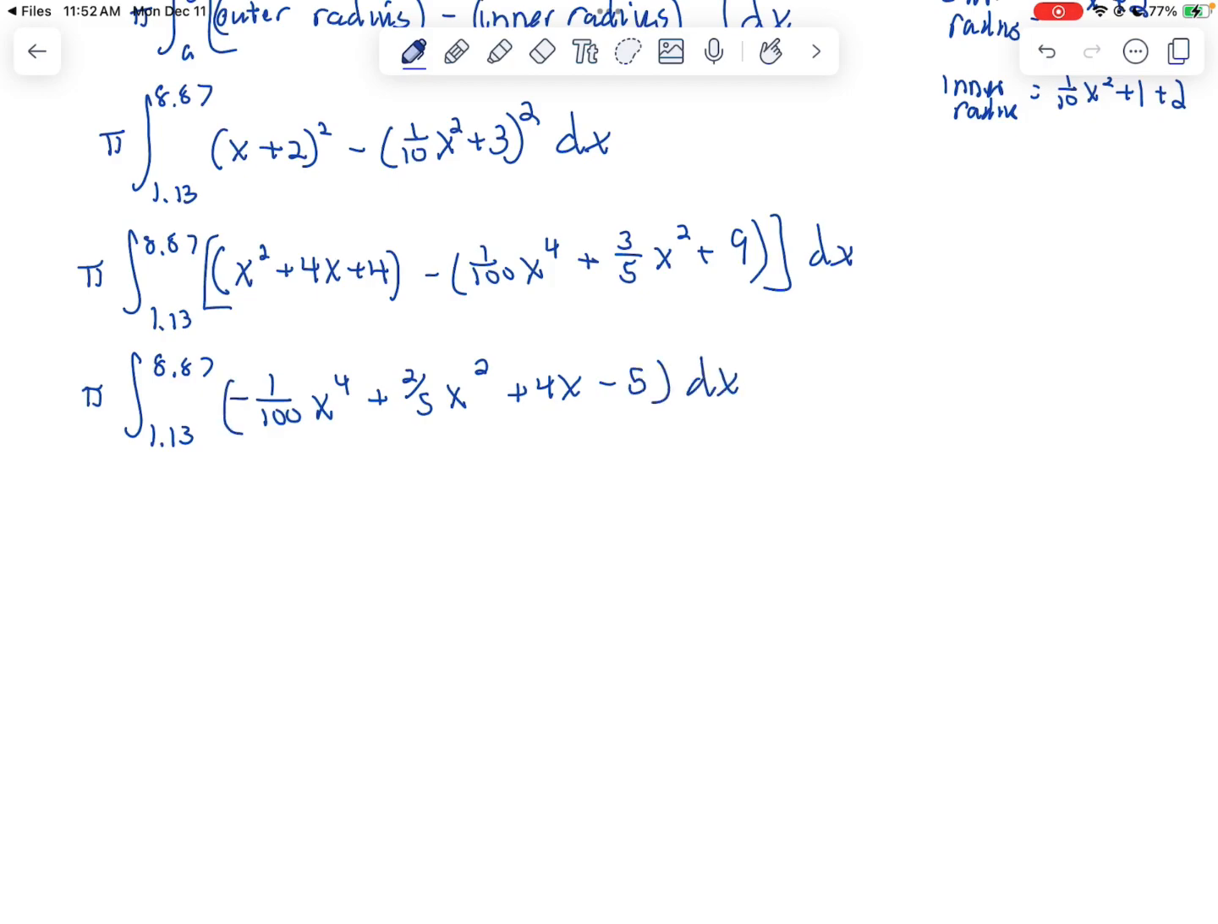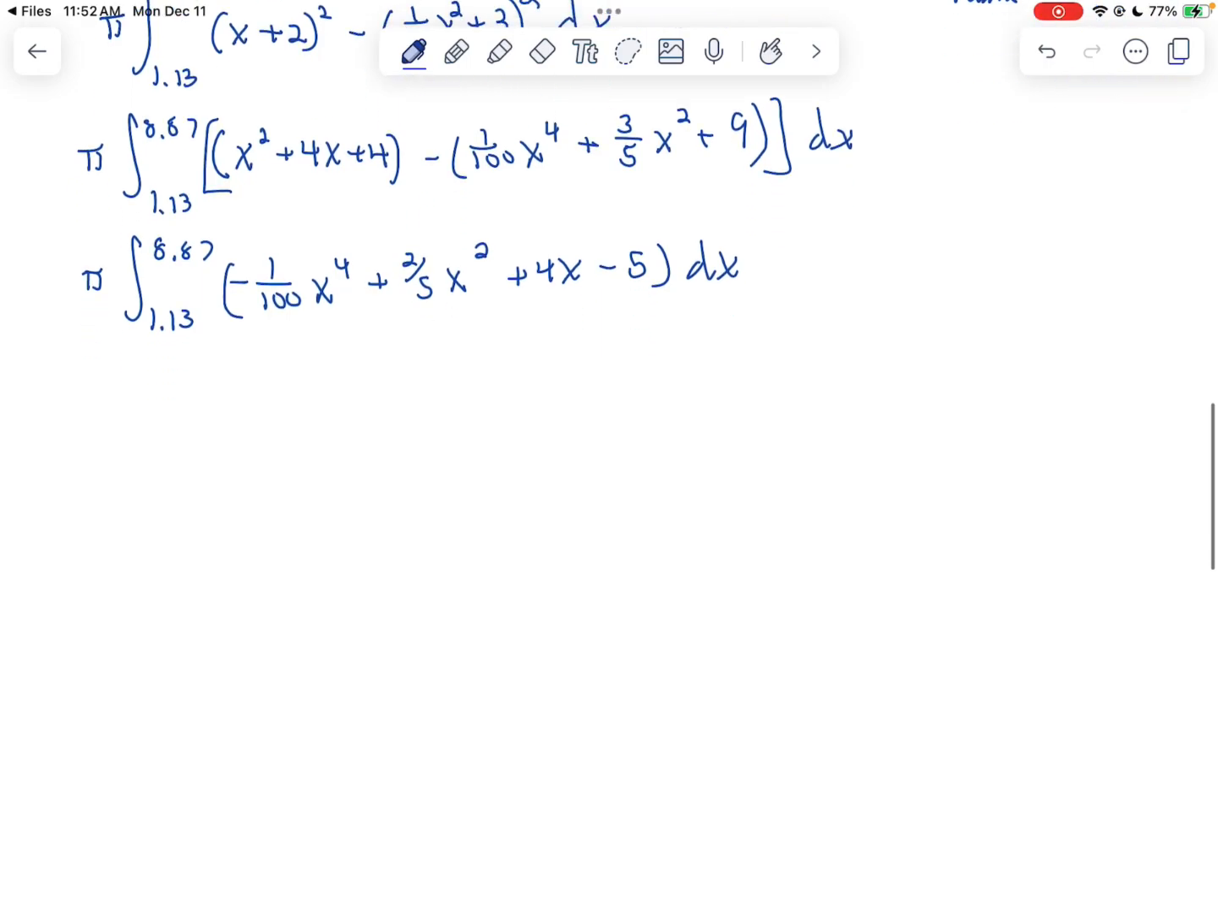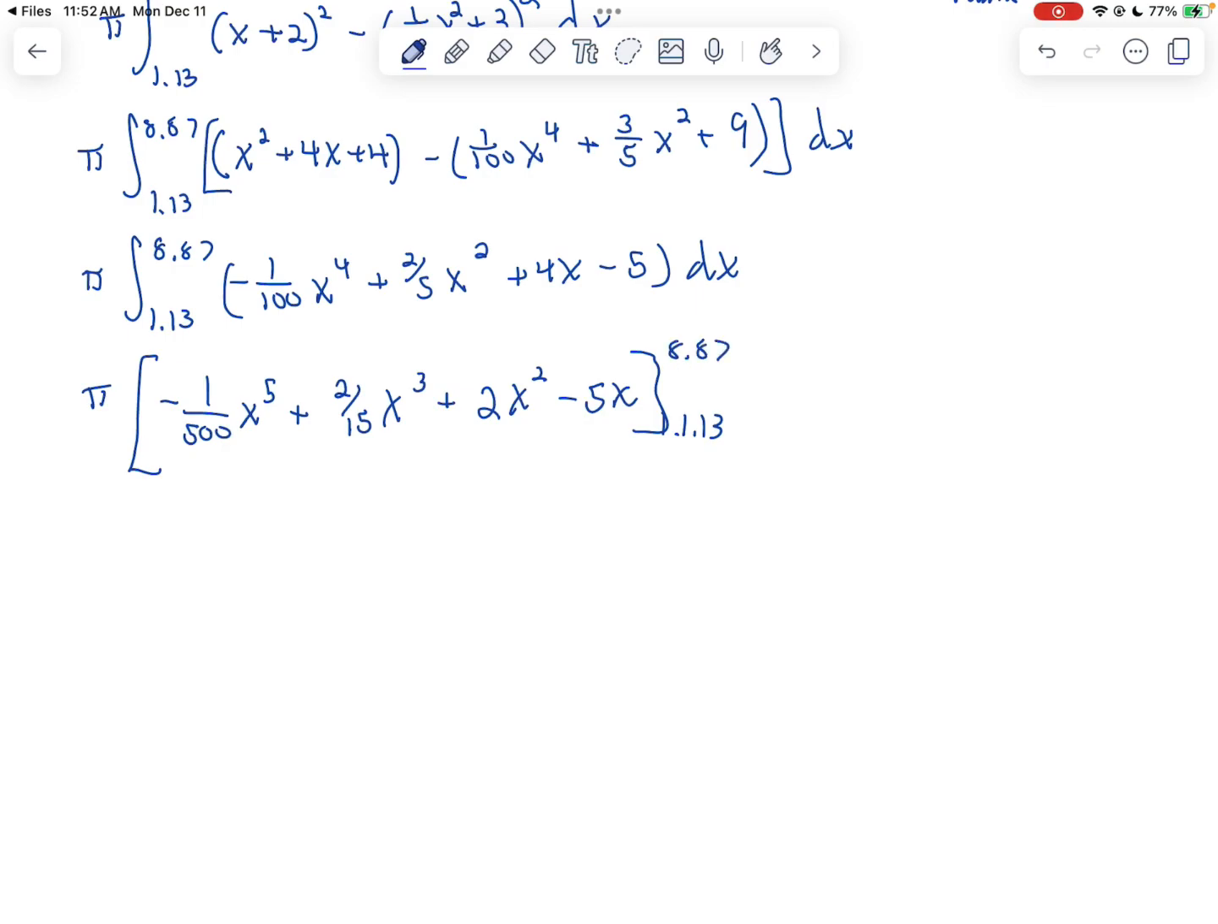Now we're ready to integrate. Don't forget your pi. So I'll bring the pi down, and we're going to take the integral of this expression. That's going to give me negative 1/500 x to the 5th plus 2/15 x cubed plus 2x squared minus 5x. And we're going to evaluate this from 1.13 to 8.87.